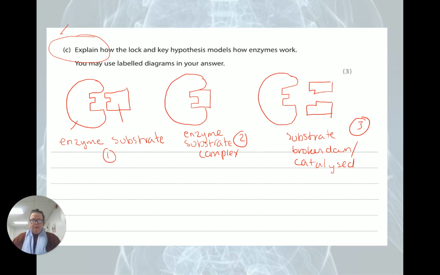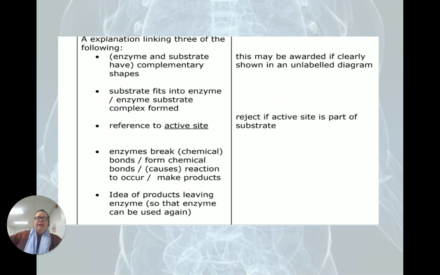So let's have a look at the word answers. Enzyme and substrate have complementary shapes. This may be awarded if clearly shown in an unlabelled diagram. So if you've labelled your diagram, you're going to get it, okay? Because complementary means they fit perfectly together. Not you've got a nice pair of trousers. That's complimentary with an I in the middle. Complementary, things fitting together perfectly. Substrate fits into enzymes or enzyme substrate complex forms. Well, you put that on our diagram, didn't we?